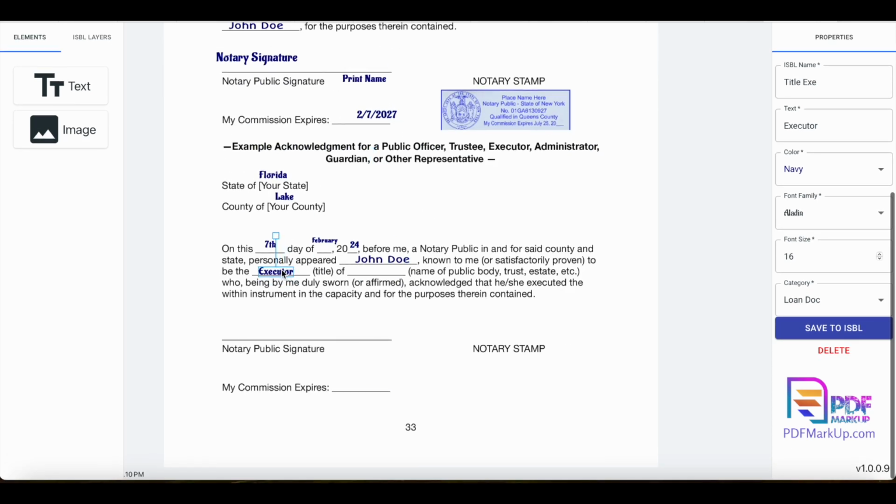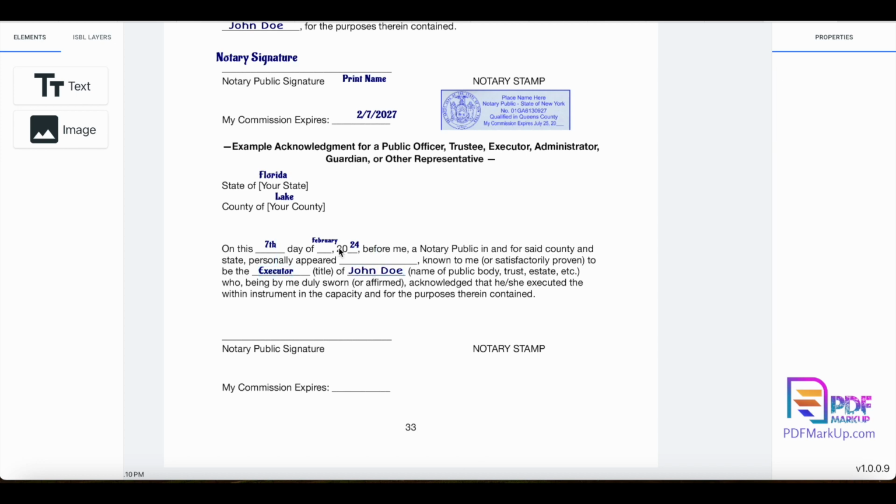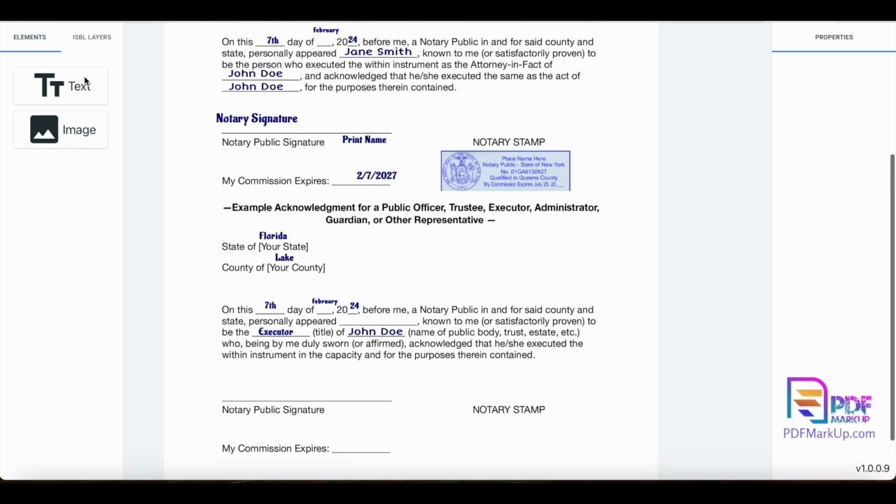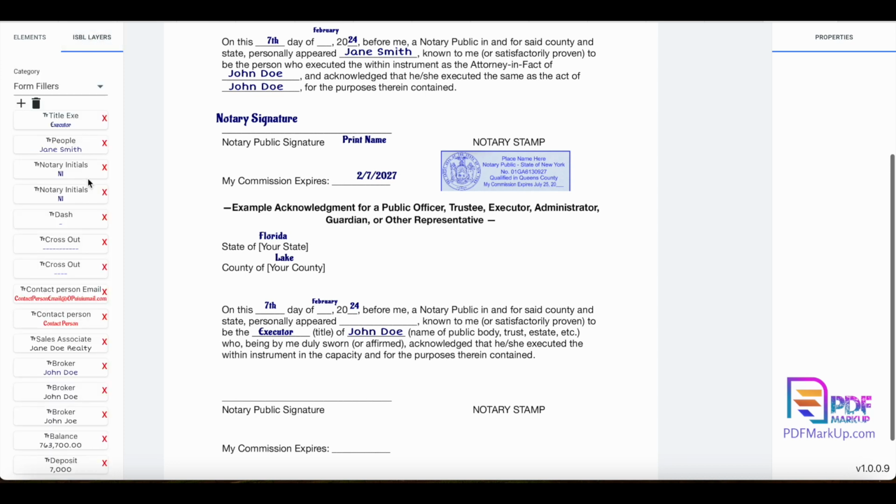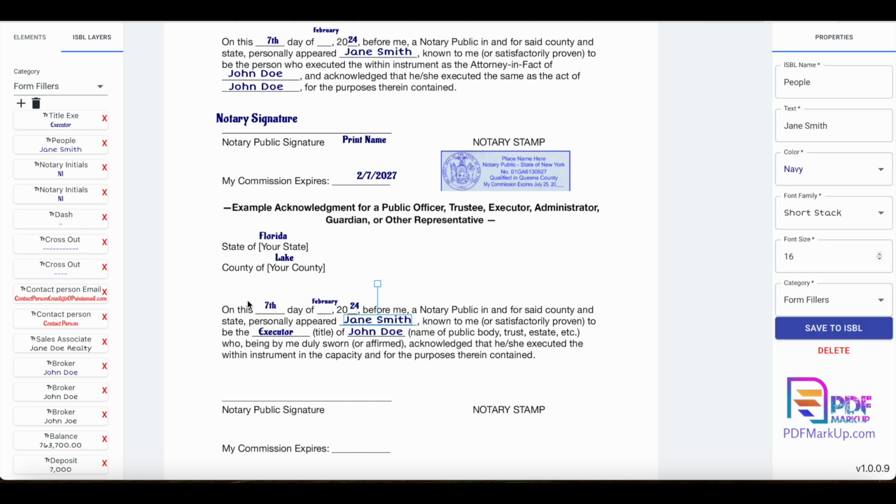That's the title. This is an estate. So whose estate? Actually, it's Jane. We're going to pretend that this continues from the POA signing above. So let's do the person appearing, Jane Smith, known to be the person who's appearing and signing, who is the executor of the estate of John Doe. So we're actually just going to write this in here.